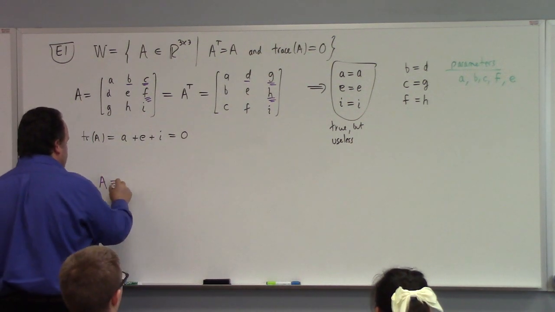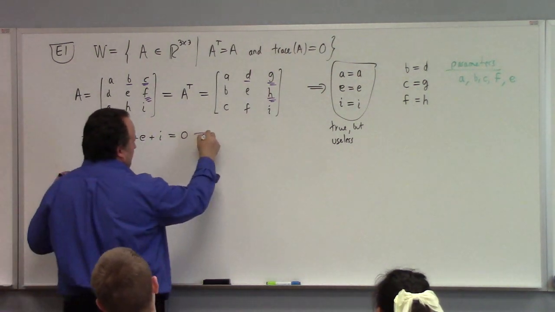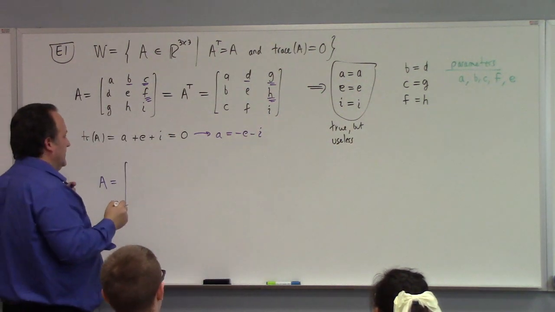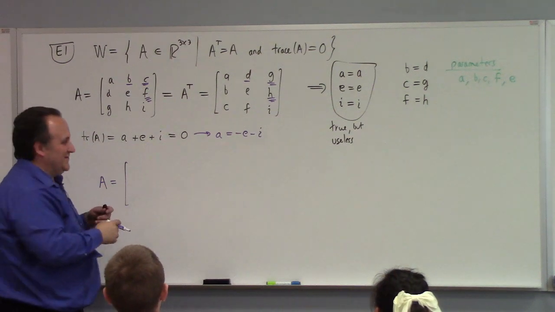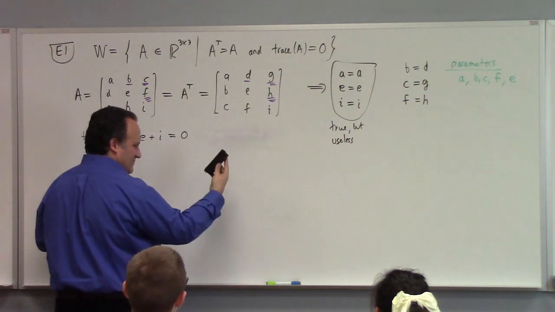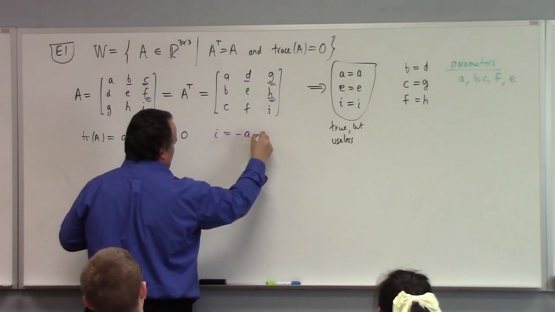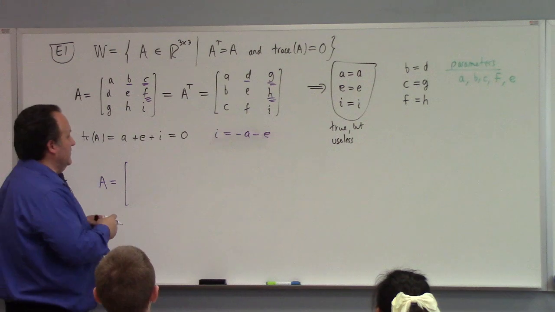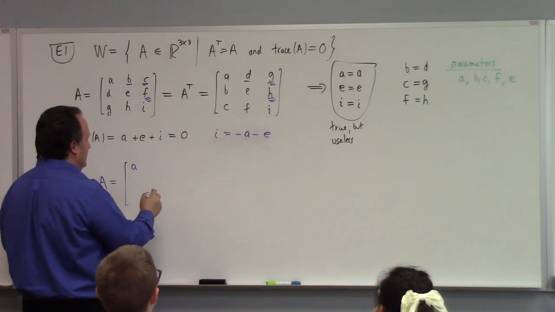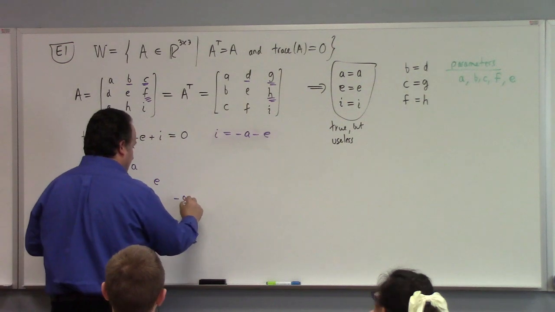So A, I should have made a smaller example. I'm an idiot. Anyway, so A equals minus E minus I, right? Except I don't want to do that because I'm keeping A. So you keep the parameters, right? So that's not what I should do. What should I do? What's the point of this? I equals minus E minus A. Thank you. Minus A minus E, right. Great. So A is A, and then E is E, and then I is minus A minus E.